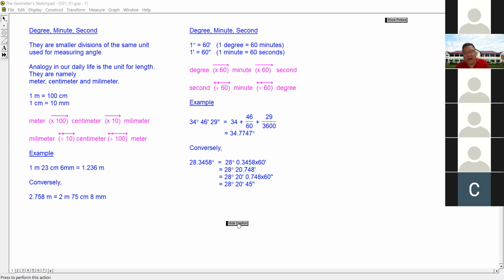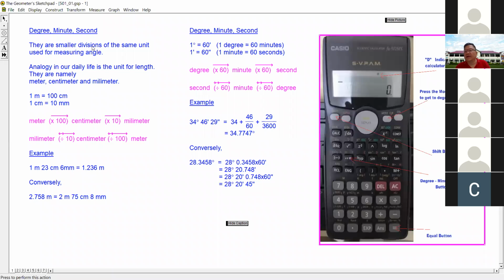Now, other than using this calculation, we can also do it using your scientific calculator. Can you see over here the scientific calculator? Yes, right. Now, mine is an old model. Some of you may have a new model, and you have to read up the manual to see how to use this calculator. Okay, now?